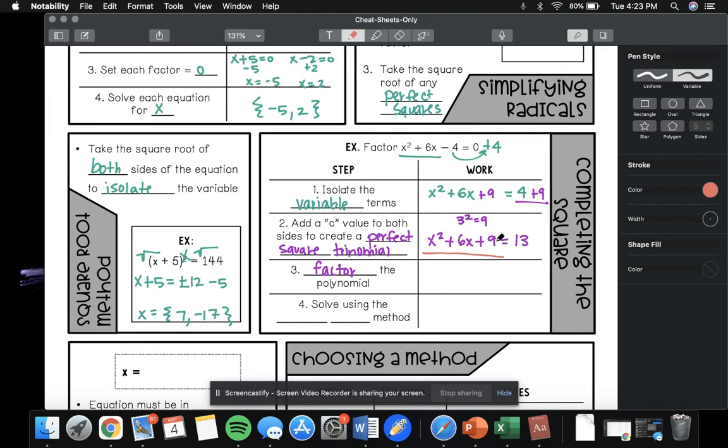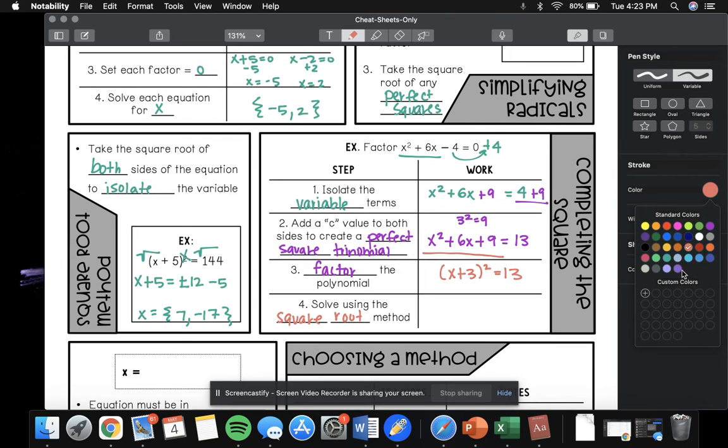What multiplies to 9 and adds to 6? Well, 3 and 3, which is how we figured that part out. So we would be left with (x plus 3) quantity squared, because it's 3 and 3, equaling 13. And then we would solve using the square root method.